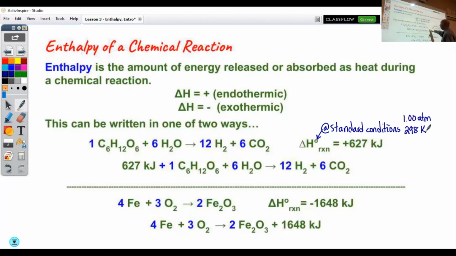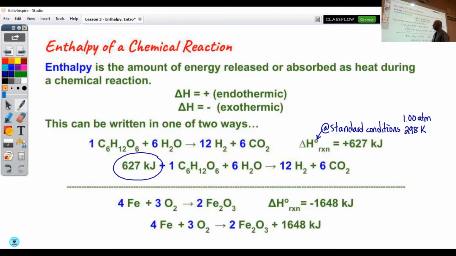If you look at this reaction, it tells you that the delta H for the reaction is a positive value of 627. That means it's an endothermic reaction. Heat energy is needed in order for this reaction to occur. The other way to write this reaction is to show that heat energy as part of the chemical equation on the appropriate side. If it's an endothermic reaction, we would put it over here on the reactant side.